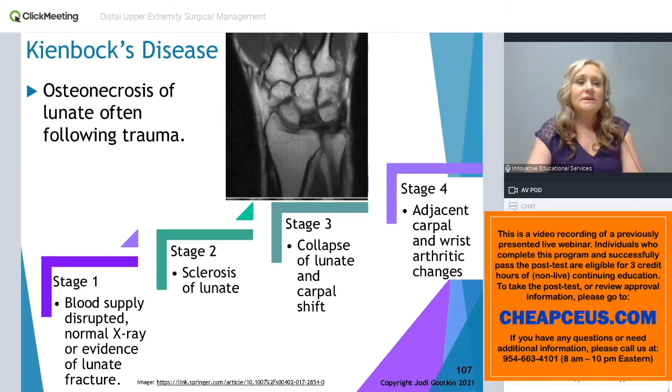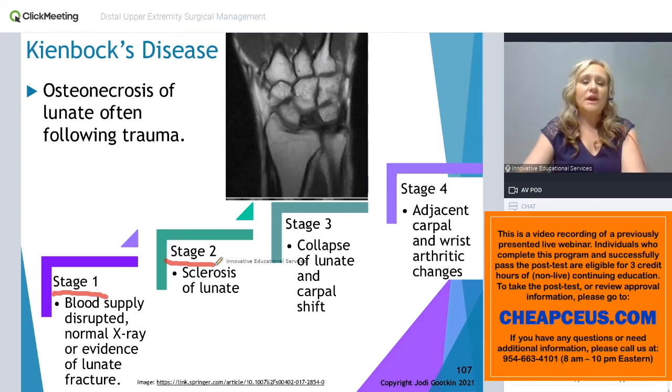Kienböck's disease is osteonecrosis of the lunate specifically. Following a trauma, like we just discussed, where the individual may have sustained a fracture of the lunate that is not healing, if that blood supply is disrupted, it would be a stage 1 if it's noted immediately following trauma for the individual. Stage 2, a progression as that vascular supply is compromised going to that bone.